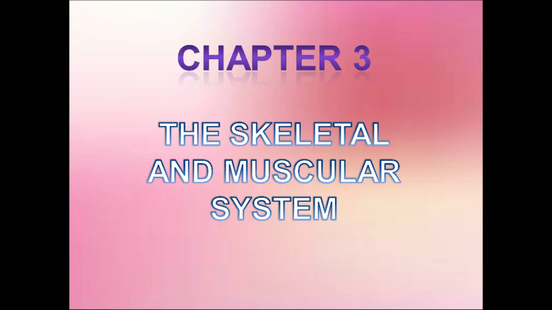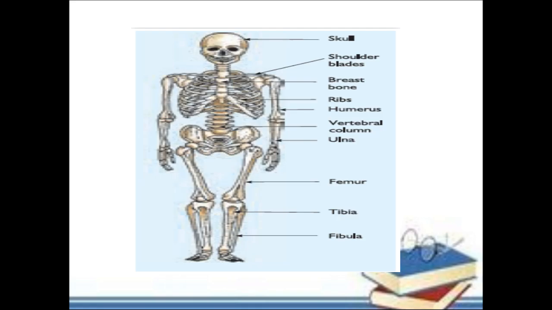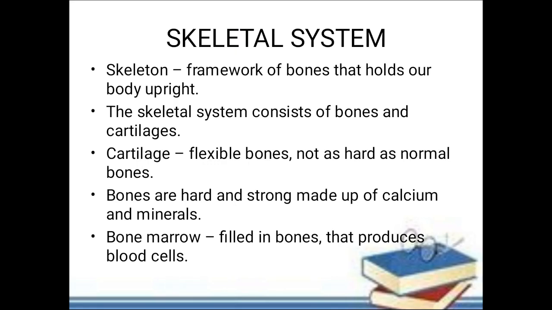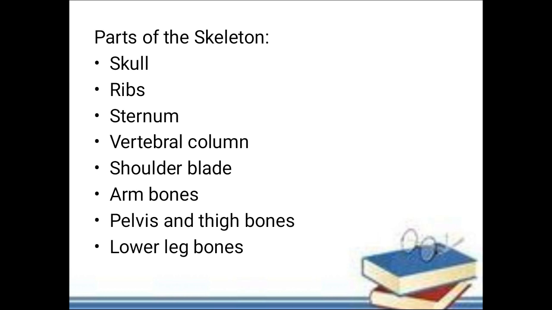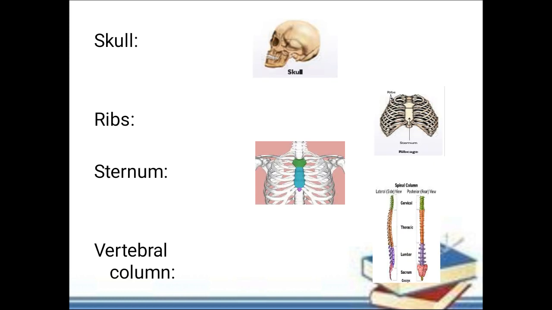Great. So what did we discuss about? We discussed chapter 3, and the title is the skeletal and muscular system. Right. So what is skeleton? It is the framework of bones that holds our body upright. So what are the functions of skeleton? It gives proper shape and provides support, protects the vital internal organs and helps in movement along with the muscles, right? And the parts of skeleton: the skull, it comprises 22 bones and provides the proper shape for the head and protects our brain.